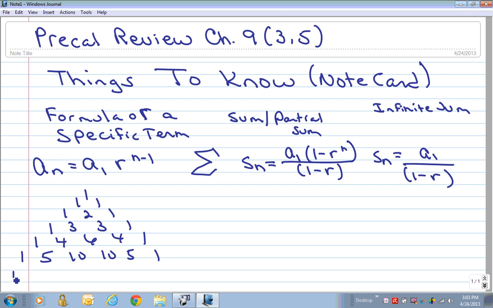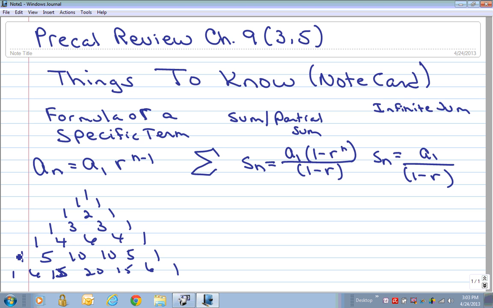I'll do one more row. 1, that would be 6. 5 and 10 is 15. 10 and 10 is 20, then 15, and then 6, and then 1. And it would continue.